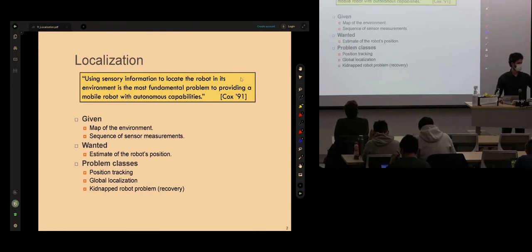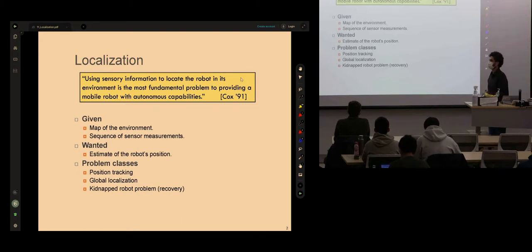So localization is one of the fundamental problems in robotics, because if the robot doesn't know where it is located, in a lot of practical problems, it's almost inefficient or impractical to plan. Usually, there's a need for some sort of localization, whether it's relative, local, or global. We need some knowledge of robot location to plan and act based on that.